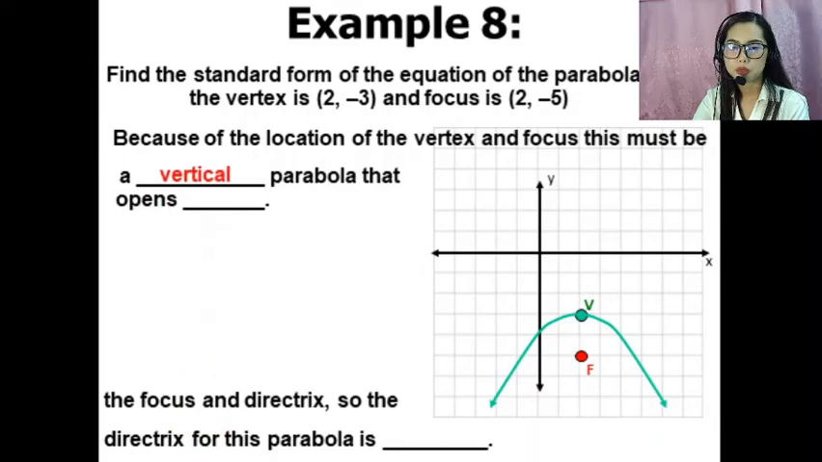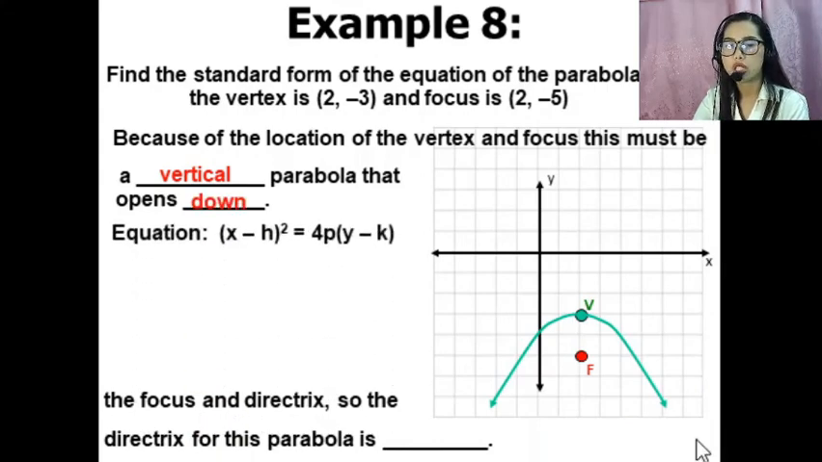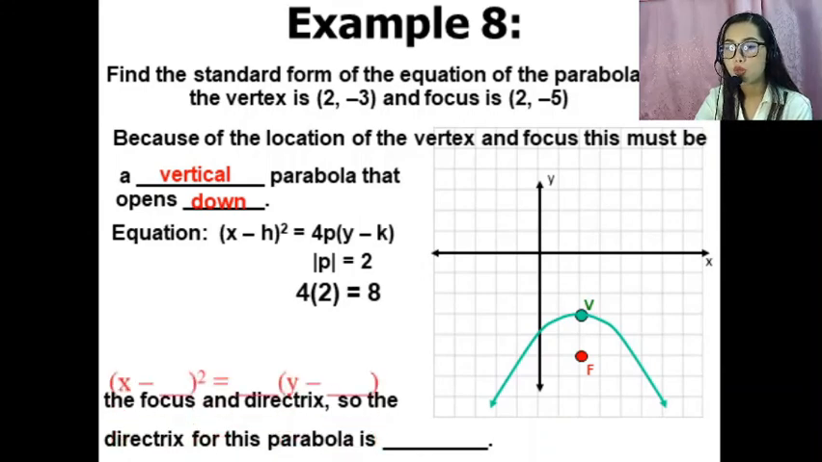So the position of the parabola is vertical and it opens downward. So the equation is quantity x minus h squared equals 4p times y minus k. Our p here is equal to 2. How to find the 2? Again, you use the distance formula or you can just count the grids. So 1, 2. The distance there is 2. Since it opens downward, our p is negative, right?